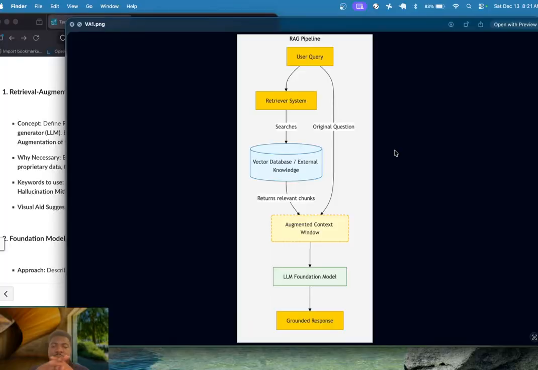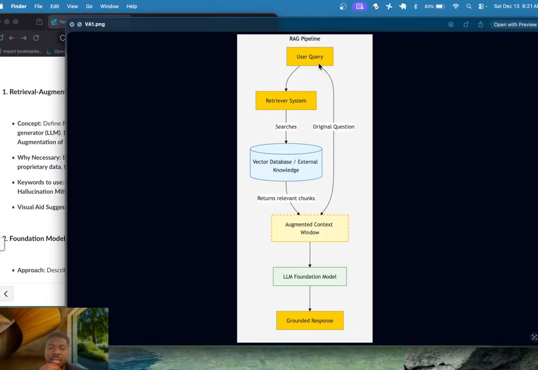If we look at the diagram on my screen, we can visualize this flow. First we have the user query, and instead of sending this straight to the large language model, the system uses a retriever. This retriever searches a vector database which holds our external knowledge, to find documents or chunks relevant to this specific query.